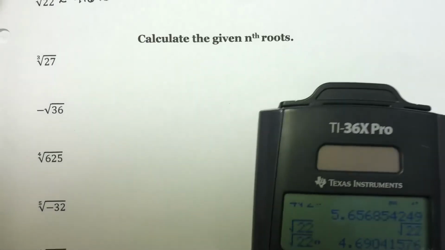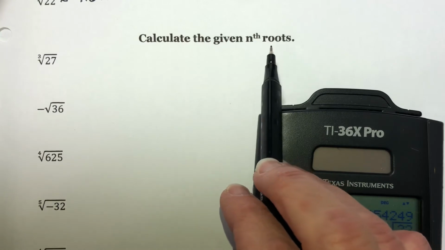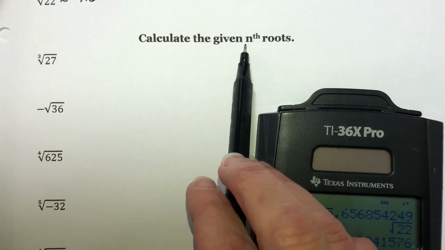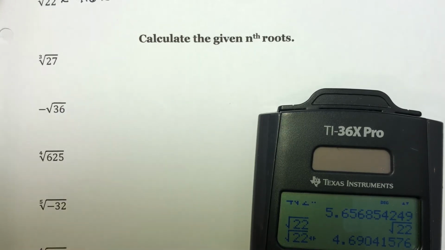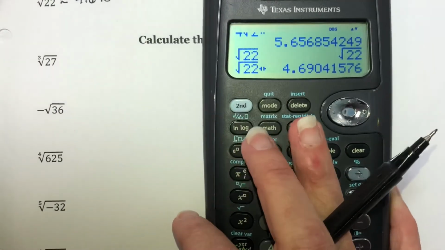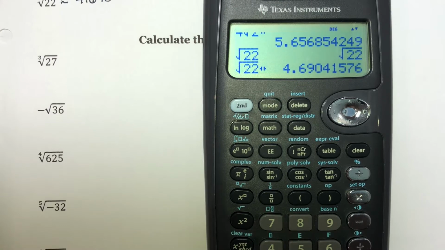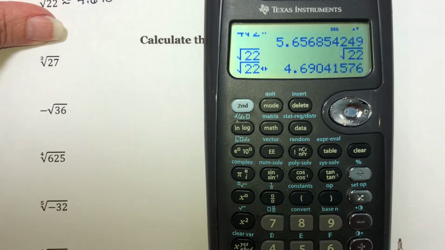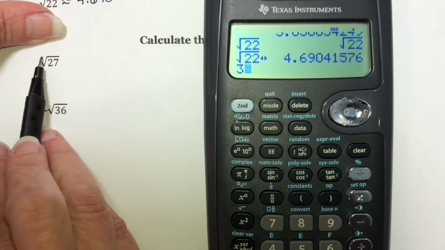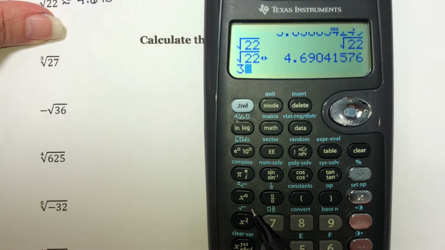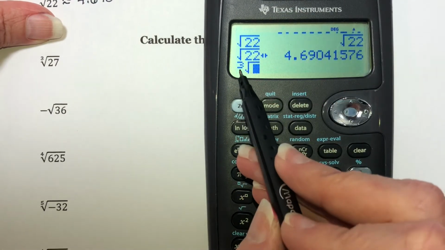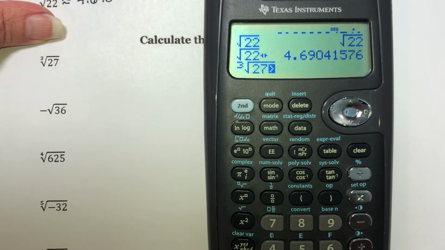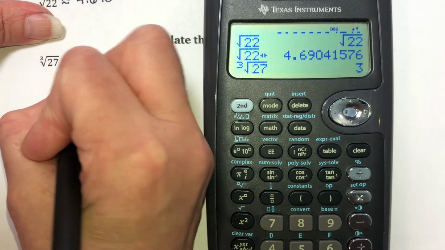So let's look at this. We want to calculate the given nth roots. So the nth root is just your index, whatever that is. Okay? So right here, this is a cube root of 27. We've talked about the cube root of 27 before when we talked about sum of cubes, difference of cubes back in chapter 6. But right here, I'm going to show you how to enter it. You're going to hit that 3 first. Because it's a third root, you hit the index first. And then instead of the square root button, we're going to go to the one above it, the one that has a spot for the index. So you hit second and then that one, and you can see that the 3 becomes the index on the root. Enter 27, and your answer is precisely 3.